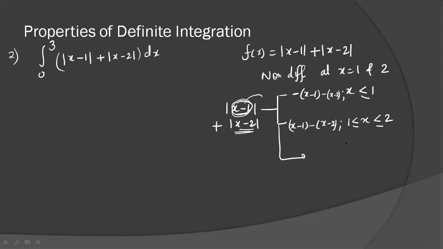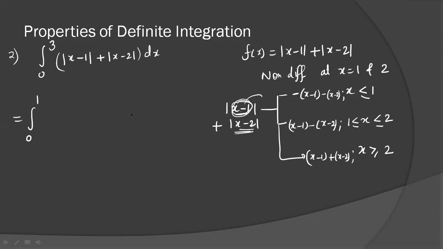Now, when x is greater than 2, then this is also positive, and x greater than 2, this is also positive. So both will be the positive sign here. See, we are giving minus sign here only to make it positive. Now, break the function. It is breaking at x equal to 1 and x equal to 2.